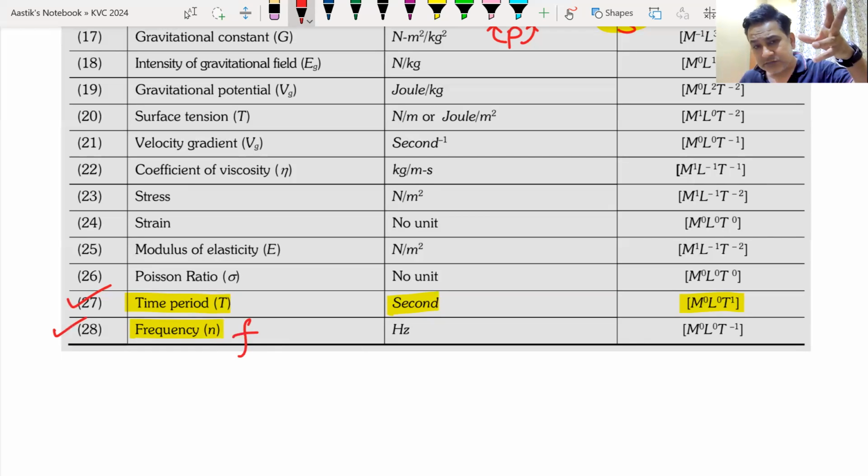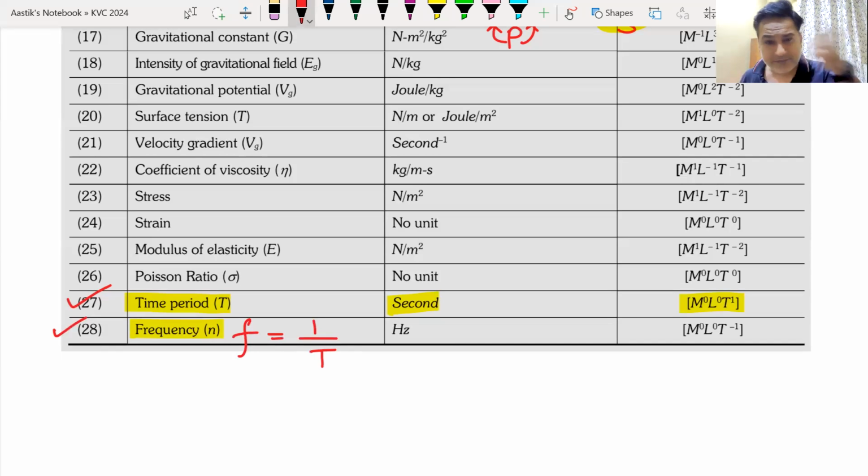Time taken to make one revolution is time period. Number of revolutions in 1 second is frequency f. It is inverse of time. Please remember this because we will be needing this. It is the inverse of time.